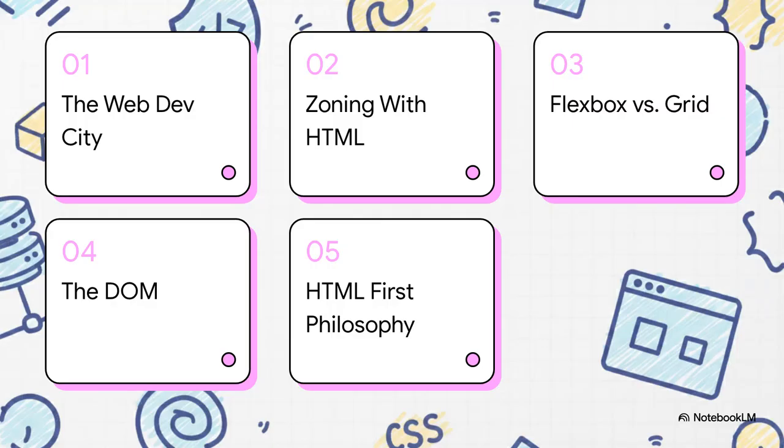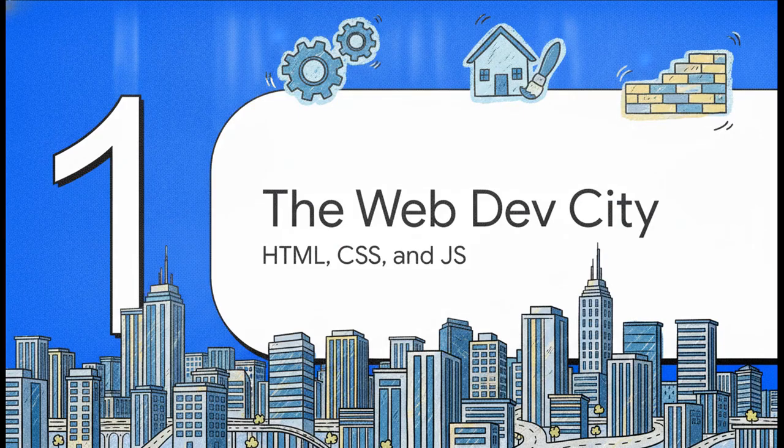Here's our quick roadmap for today. First up, the web developer's city. Then we'll talk zoning with semantic HTML, compare Flexbox versus CSS Grid, unpack the document object model, and wrap it all up with the HTML first philosophy. Let's get moving. Section 1.